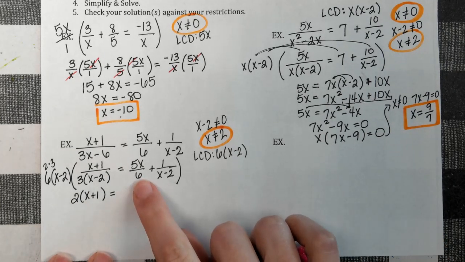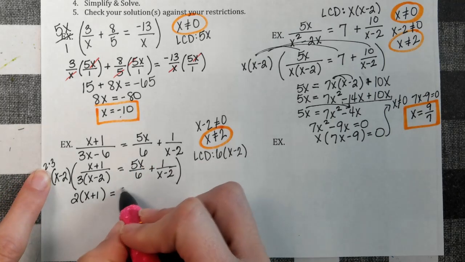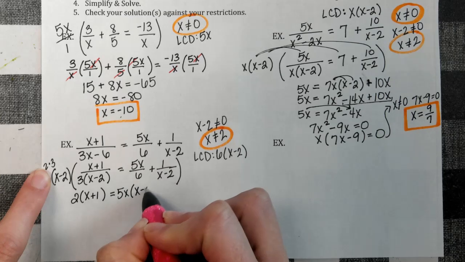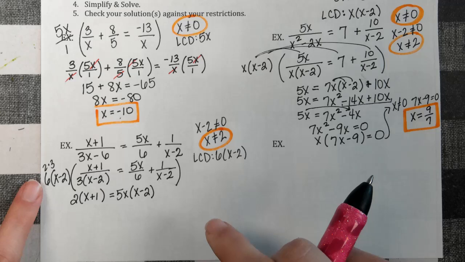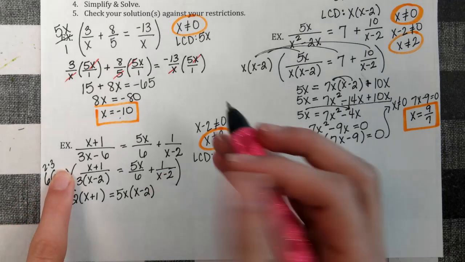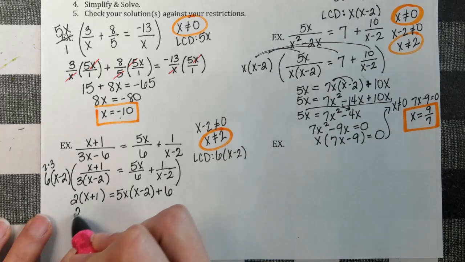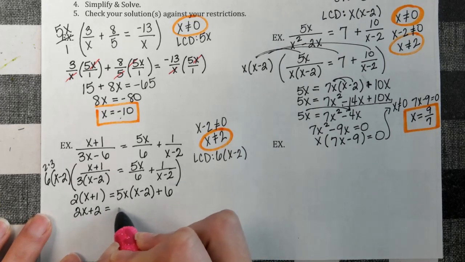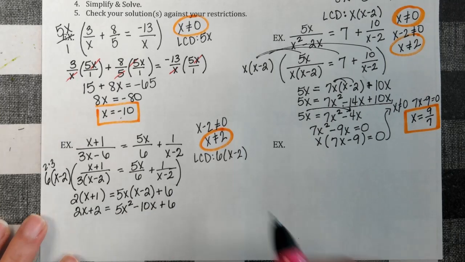equals, when I look at 5x over 6, the 6 is going to cancel, leaving me with 5x times x minus 2. And then the x minus 2 on the last fraction will cancel, leaving me with 6. You understand that? So then we just distribute: 2x plus 2 equals 5x squared minus 10x plus 6.